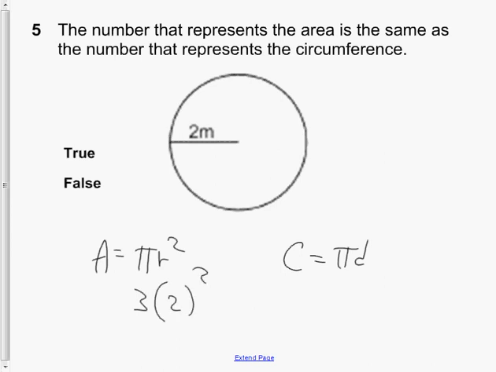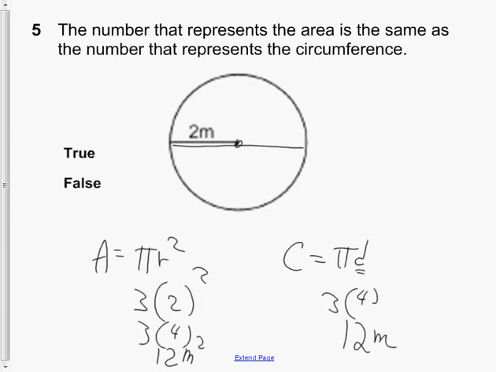The radius is 2, so we'll square that. And in this one, if your radius is 2, your diameter, which is your d, is 4. So 3 times 2 squared, which is 4, I'd have 12 meters squared for the area. And over here, 3 times 4, I'd have 12 meters for the circumference. And both of those numbers are the number 12, so therefore your answer is true. Both of the numbers that represent the circumference and area are the same, but they're not the same thing at all. They just happen to be the same number. One's in square units, and one's in distance units, meters.